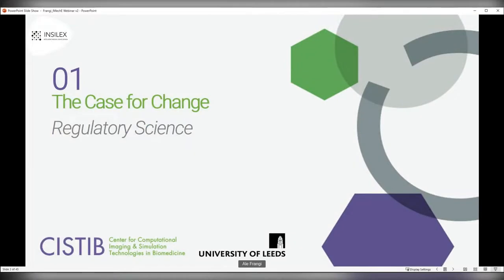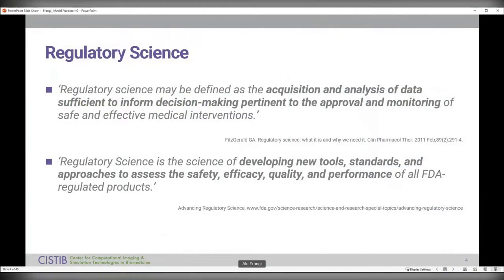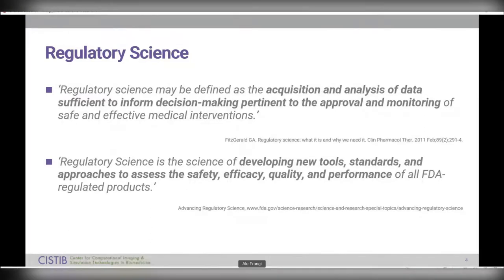First, why do we need regulatory science, and why should we as engineers bother about this aspect that sounds more like other types of sciences? Regulatory science is the acquisition and analysis of data required for taking decisions in the regulatory approval process, but it is also the science of developing tools, standards, and methods to allow us to assess the safety and efficacy of medical products, and in doing so, assess their quality and performance.